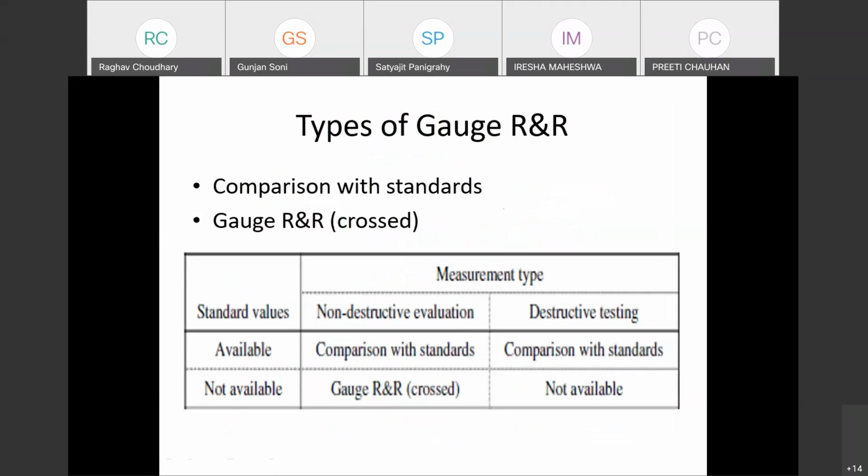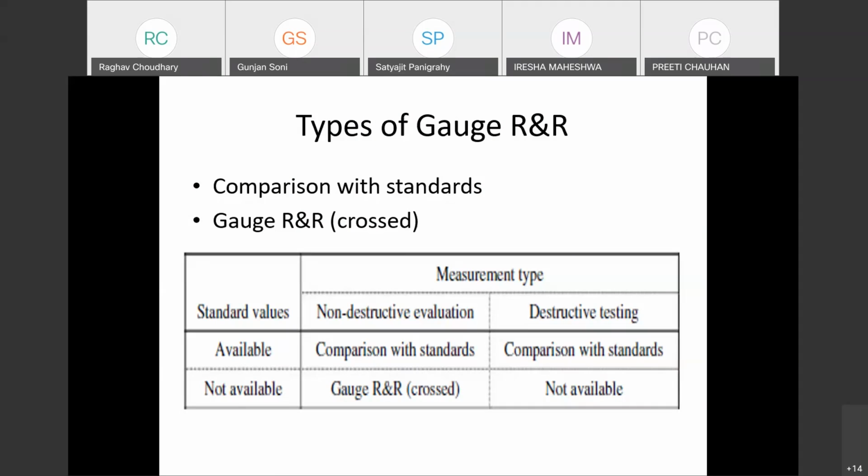So there are two different types of gauge R&R studies which are generally used. First is comparison with standards, and the second one is gauge R&R cross. There are many variants of gauge R&R cross, but we are going to be focusing on only R&R cross, which is most generically used.